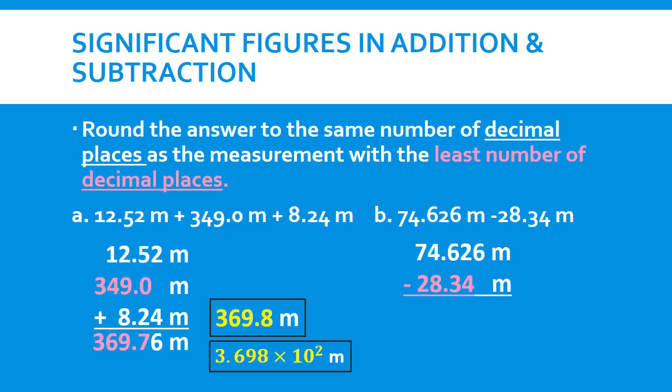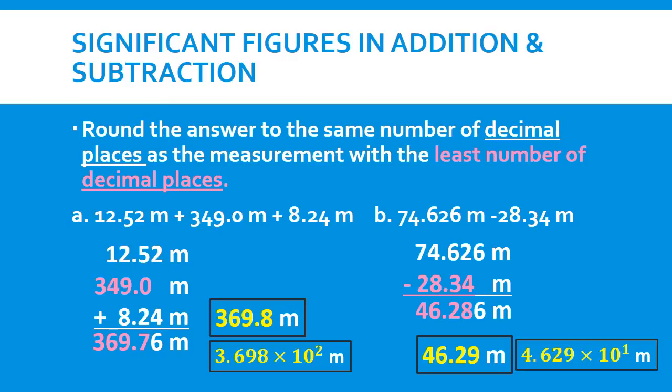And the second one, we're subtracting. Again, our second number has only 2 decimal places. This one has 3. So our answer cannot have more than 2 decimal places. We subtract as normal, get our answer, and then we round off. So we stop at the 8. The number after the 8 is greater than 5, so the 8 has to increase by 1 because the 8 is our second decimal place. So 46.29, or if you write it in scientific notation, 4.629 by 10 to the 1 meter.